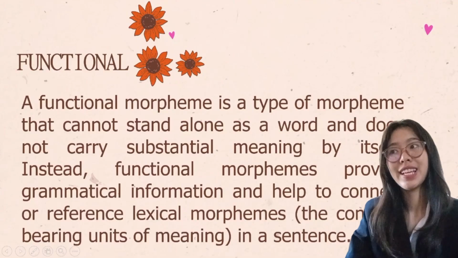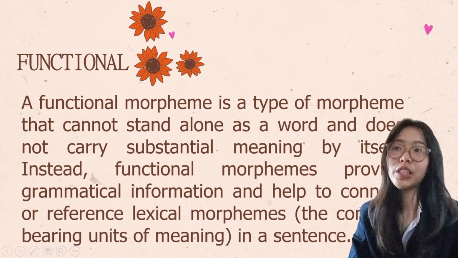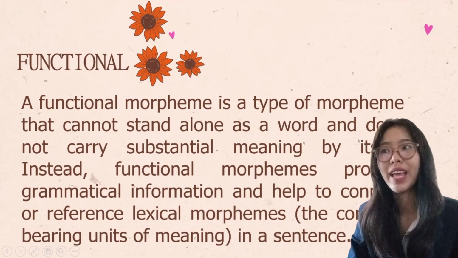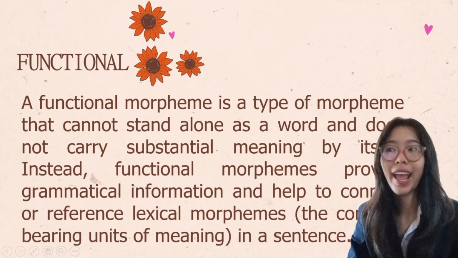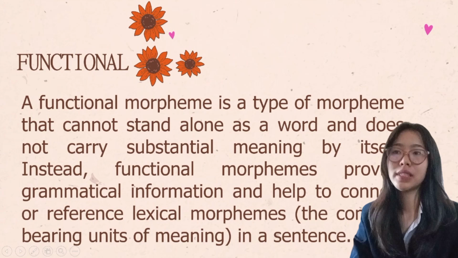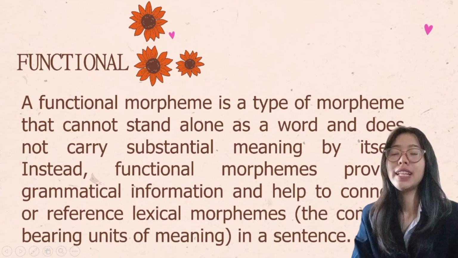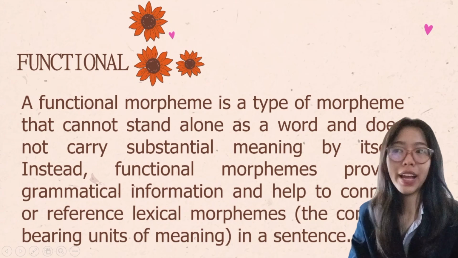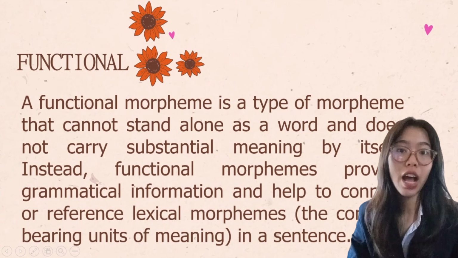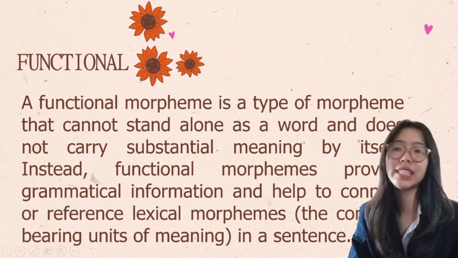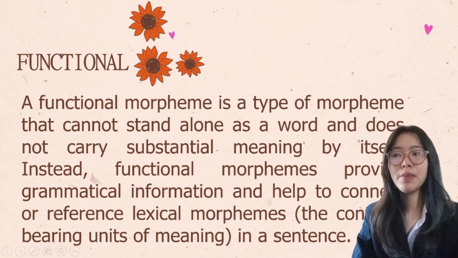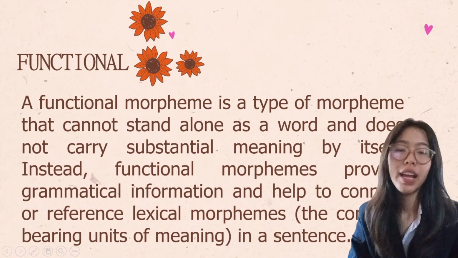So the second is functional morphemes. A functional morpheme is a type of morpheme that cannot stand alone as a word and does not carry substantial meaning by itself. Instead, functional morphemes provide grammatical information and help to connect or differentiate lexical morphemes, or the content-bearing units of meaning in a sentence.